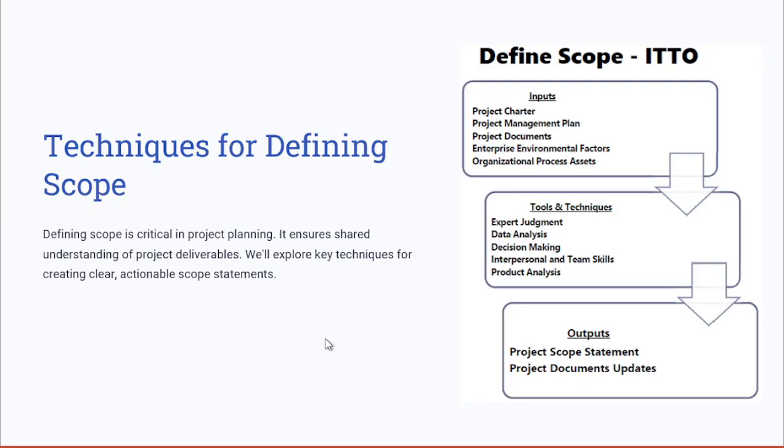So what exactly is defining the scope? Defining the scope is a critical step in project planning. It ensures that the project team and stakeholders have a shared understanding of what the project will deliver and will not deliver. In this session, we'll explore the key tools and techniques that are used to define the project scope, emphasizing their roles in creating a clear and actionable scope statement.